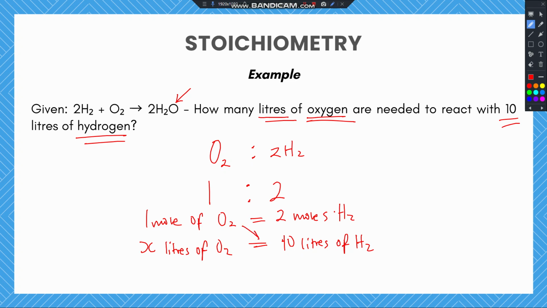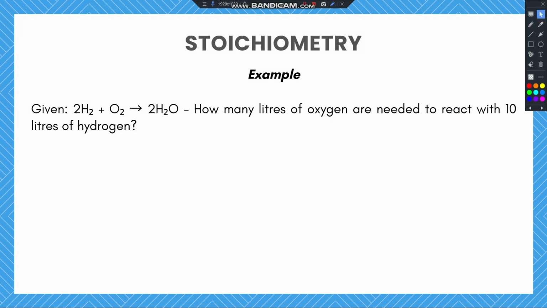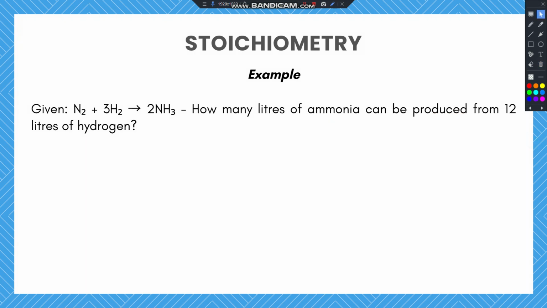At this point, we can simply cross multiply. And when we do that, we have 2x is equal to 10 times 1. X is equal to 10 divided by 2. This gives us 5 liters. So 5 liters of oxygen are needed to react with 10 liters of hydrogen. Can you see how the mole ratio was applied to the volume question?